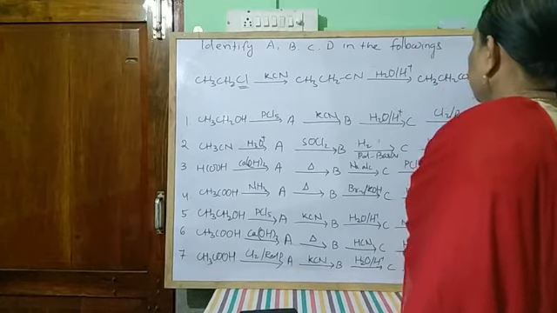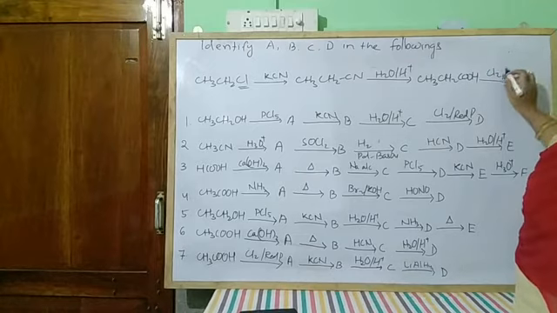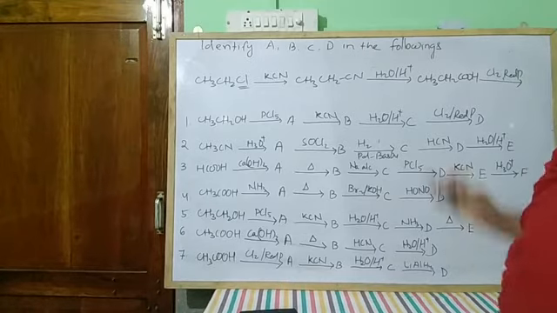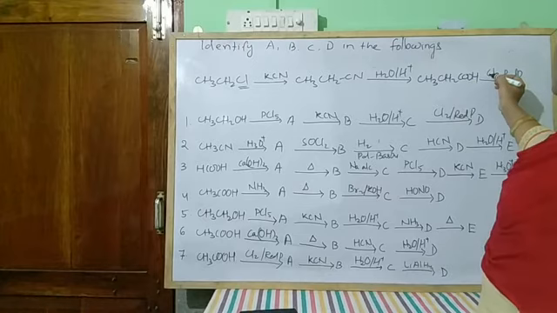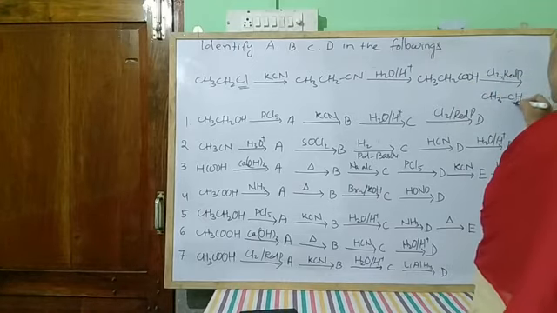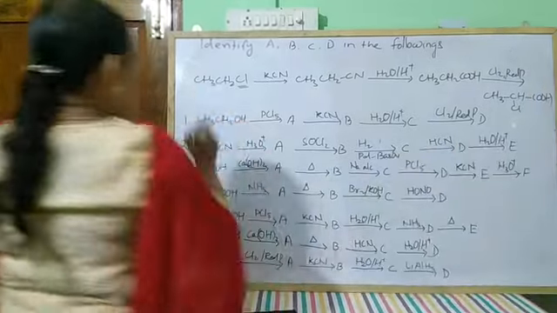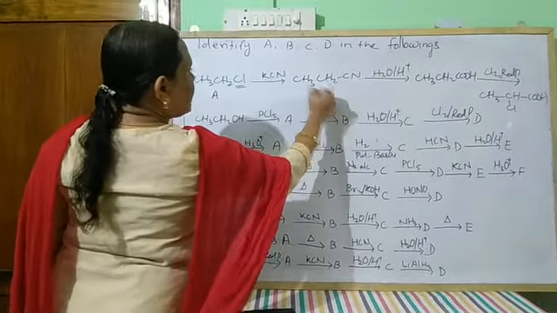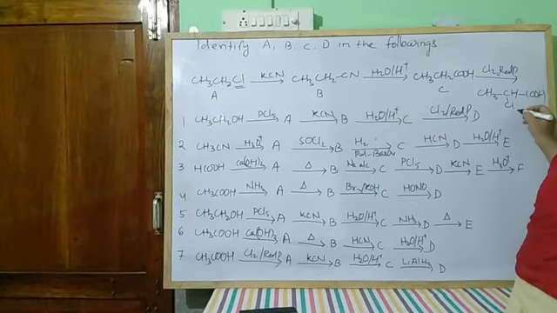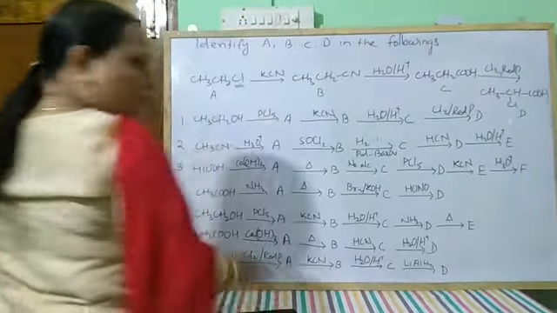CN is converted to the COOH group, and when it reacts with chlorine and red phosphorus, this is the HVZ reaction, if there is an alpha hydrogen atom, it is replaced by chlorine. Hence this one is like this. So A is ethyl chloride, B is ethyl cyanide, C is propanoic acid, and D is 2-chloropropanoic acid. Okay. Next, come to the next question.